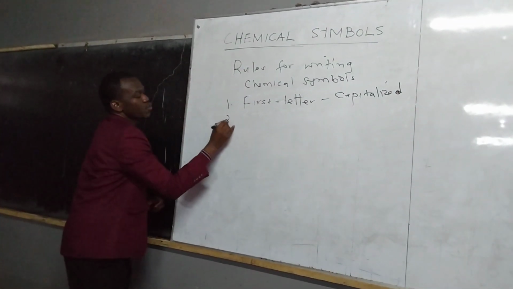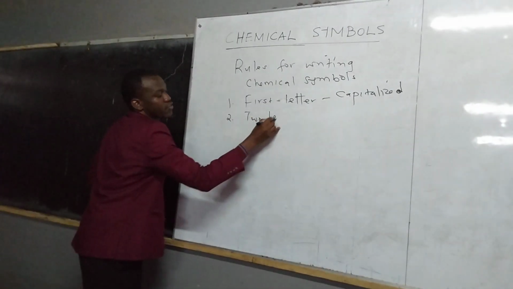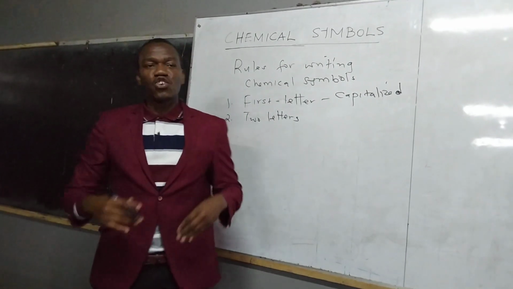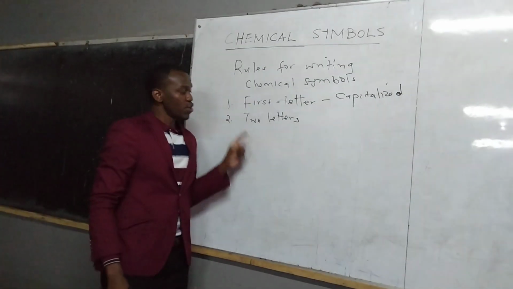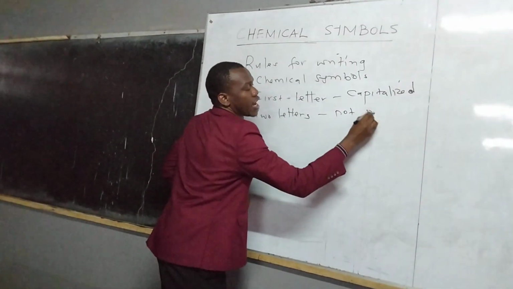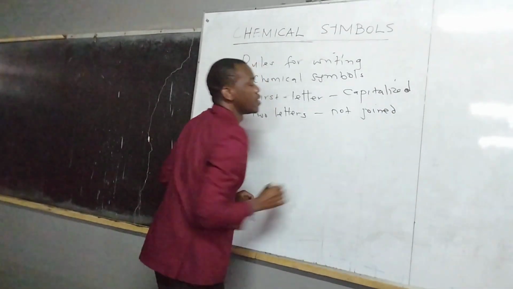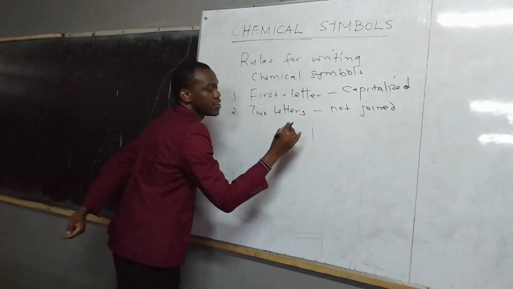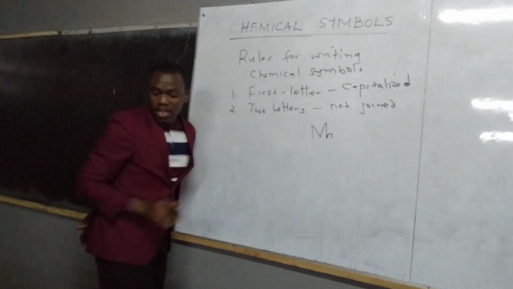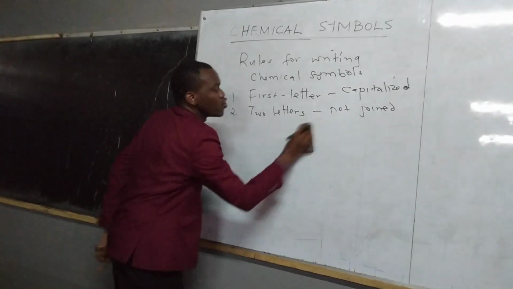And then rule number two: if you have two letters, because I've told you that you can either have a single letter or a pair of letters, ensure that they are not joined. For example, if I write the chemical symbol of manganese, I don't join the two letters. So ensure that you don't join.